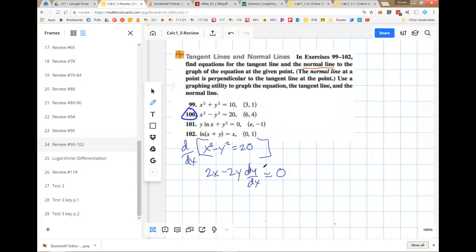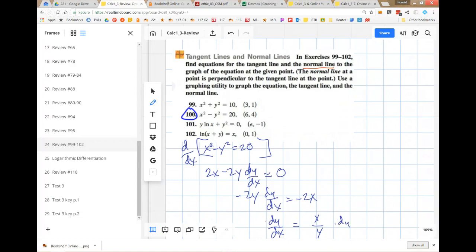All right, so we want to solve this for dy/dx. So negative 2y dy/dx equals negative 2x. And then finally, dy/dx equals negative 2x over negative 2y, which simplifies to what? Right, because the negative 2's cancel. Negative 2x divided by negative 2y, the negative 2's cancel. There's your general derivative.